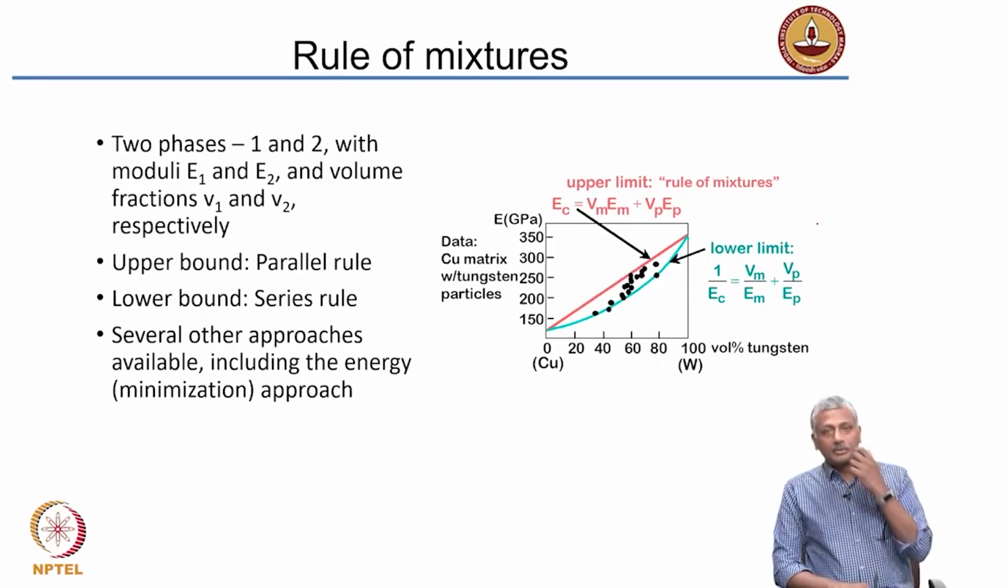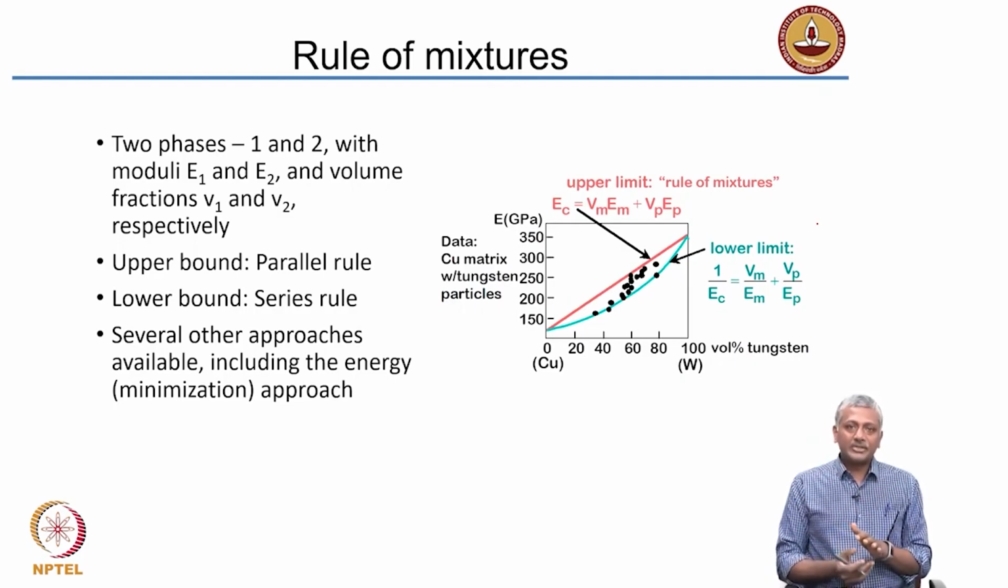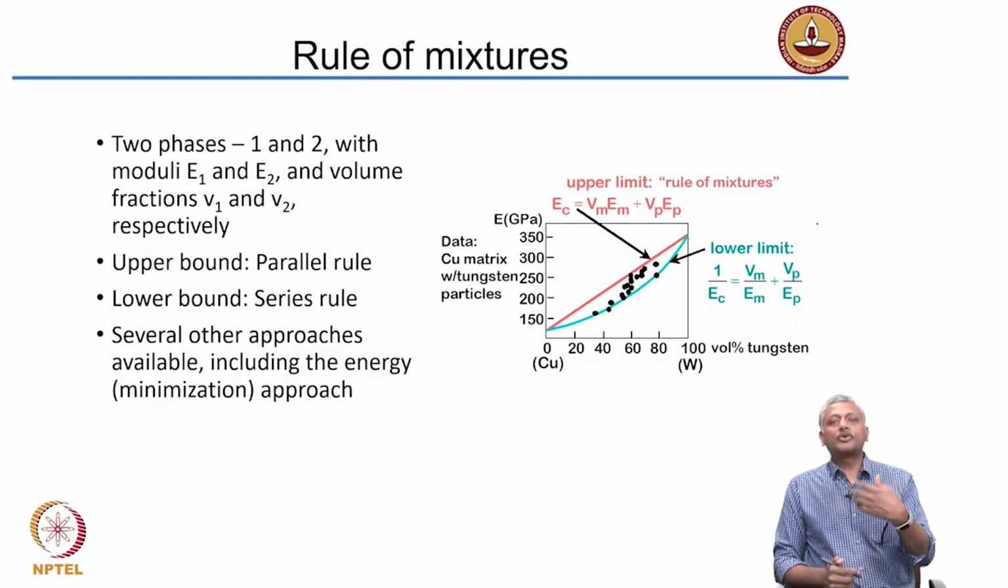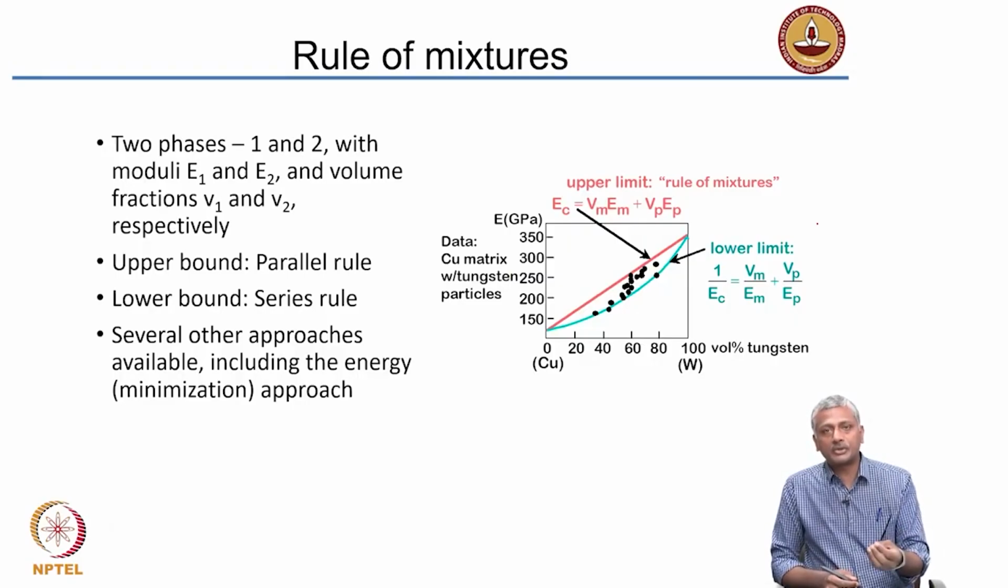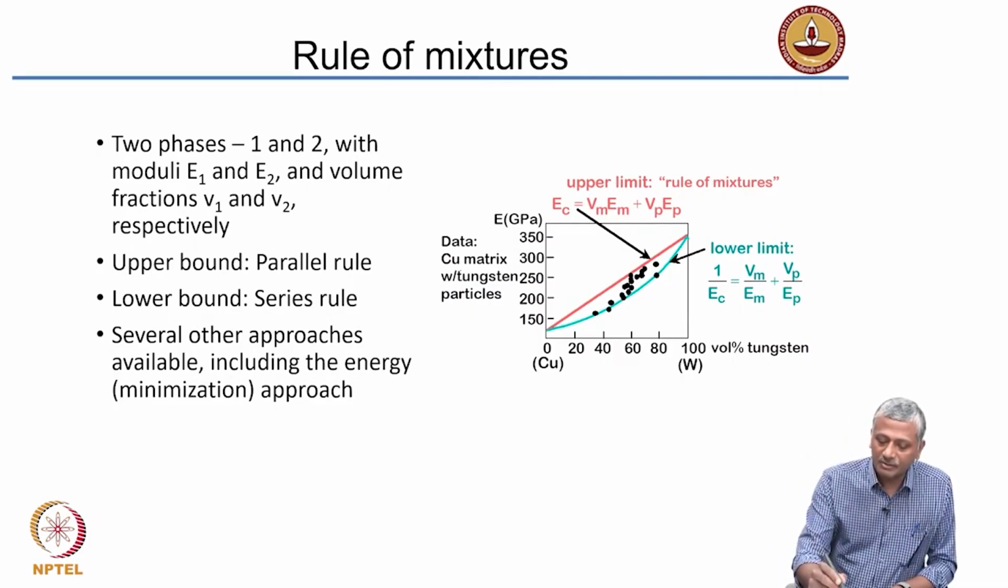Okay. So, the rules governing the engineering properties of a composite from the engineering properties of the individual constituents propose that the engineering characteristics of the composites will be in between a set of upper and lower bounds. So, let us take a look at what this upper and lower bound is. So, what is plotted here is the data for copper matrix with tungsten particles.